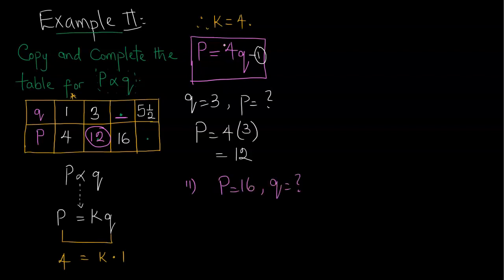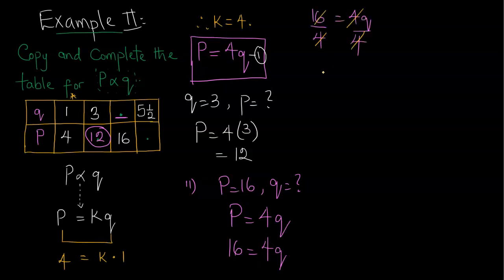We're going to go back to the formula connecting p and q. That's p equals 4q. So p is 16, I've got 16 equals 4q. To obtain q, I'm going to divide both sides by 4. So I see that q is equal to 4. Thus, when p is 16, q is equal to 4. I'm also going to do that here.